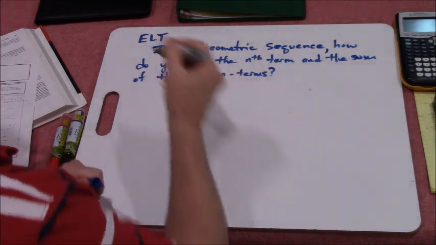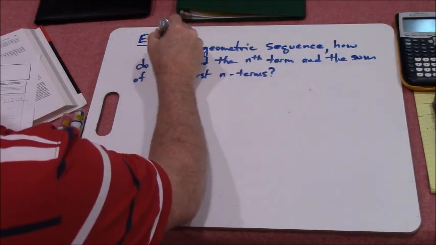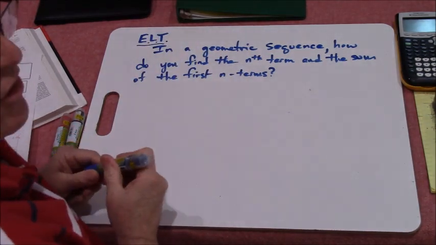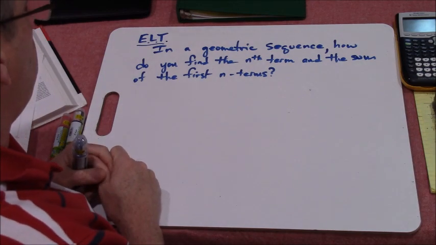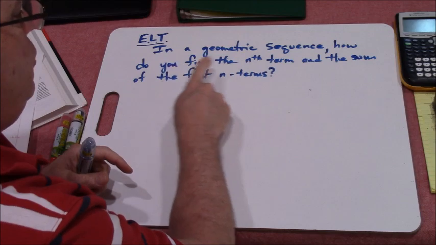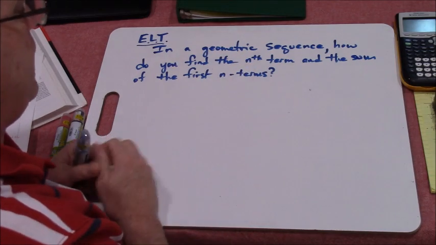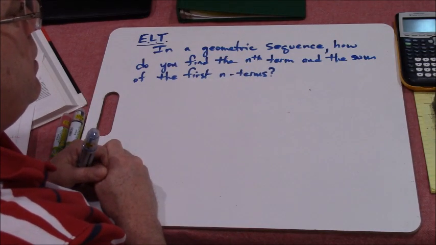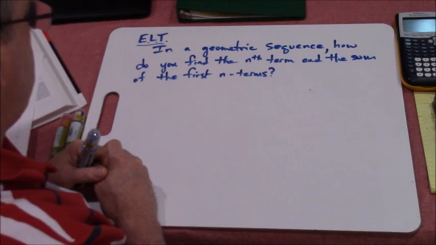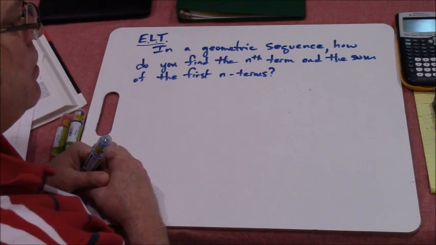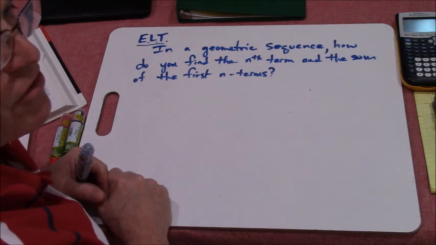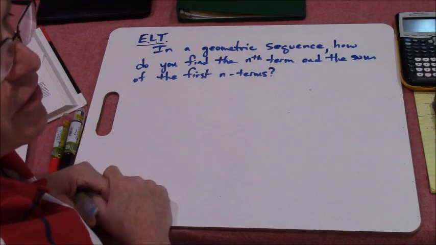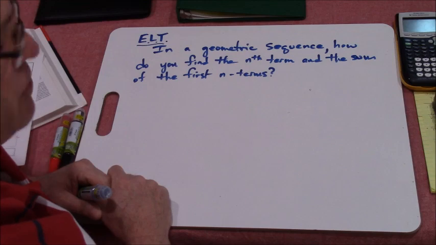So our entry-level task for today is really just a question about the two formulas that we learned last time we met on Tuesday. In a geometric sequence, how do you find the nth term and the sum of the first n terms? Just want you to write down those two formulas. Try and do it without looking back in your notes. If you have to look, that's okay, but really this is just about seeing if we remember.